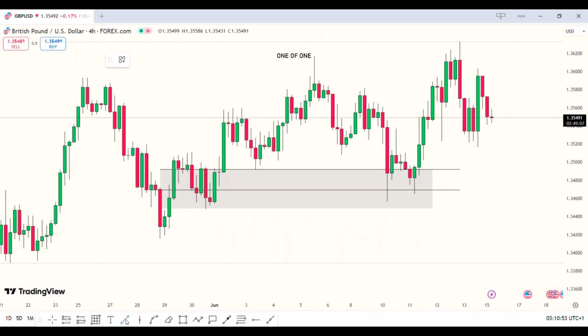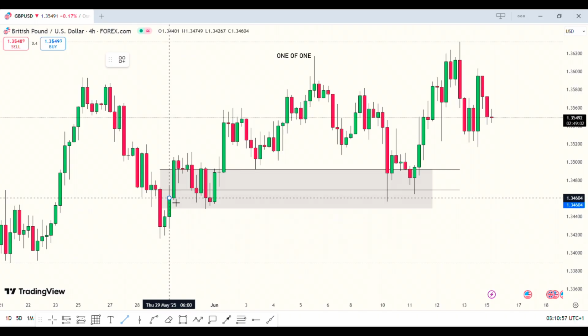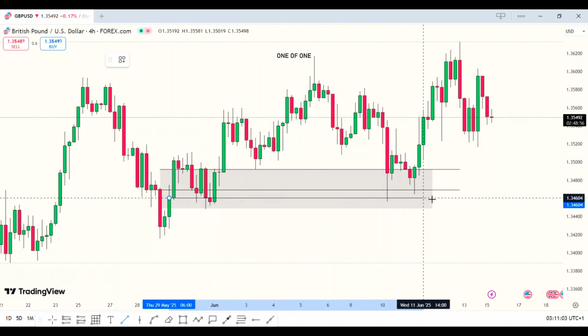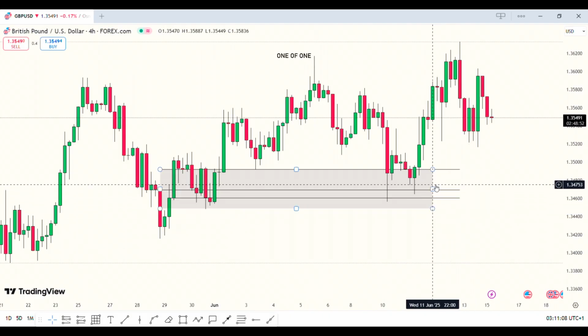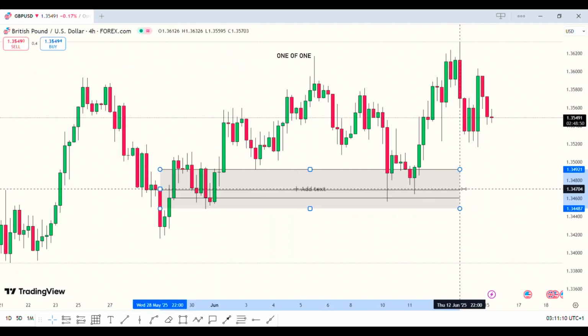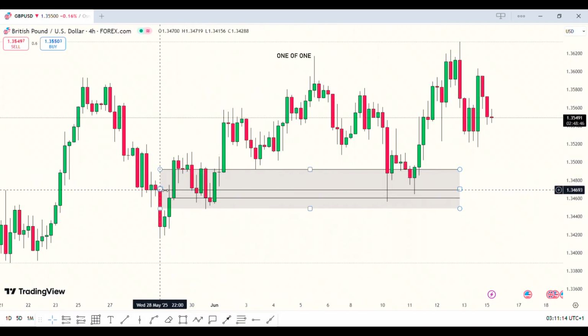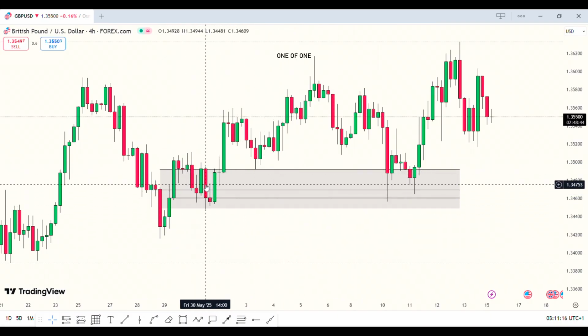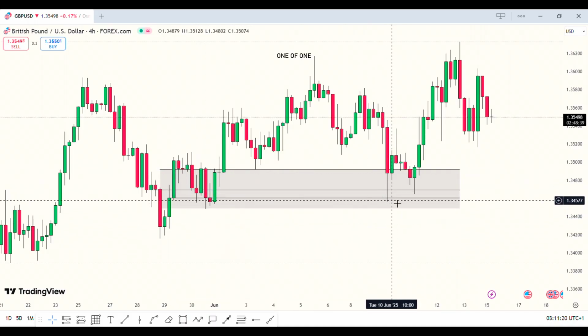Then we have another one, I think. Yes, we have this one here. So we have one rejection here. I think this is also another rejection. That's 2, and boom, 3. Now, like I said, price would react from this single price. In this case, we have 3 single price POIs and price reacted from the last.